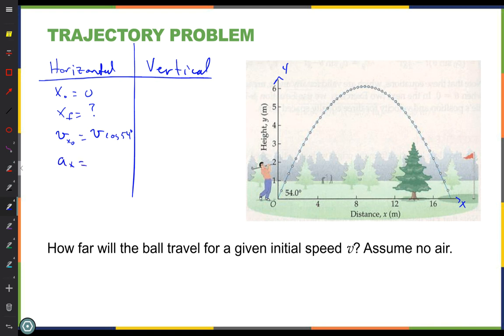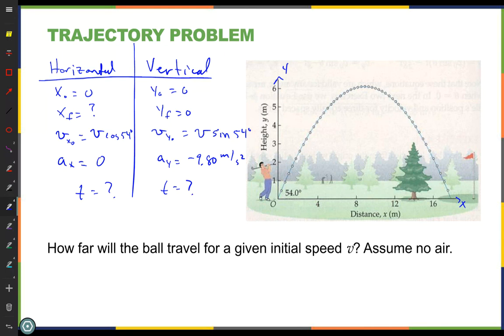AX, the acceleration in the horizontal direction, what should that be? 0. And then the time, I don't know. Y direction, y initial 0, y final 0. Vy initial equals v sine of 54 degrees. AY is equal to minus 9.80 meters per second squared. And again, time I don't know. So I look at these. My v is unknown. My time is unknown. And my x final is unknown. It seems rather undoable.